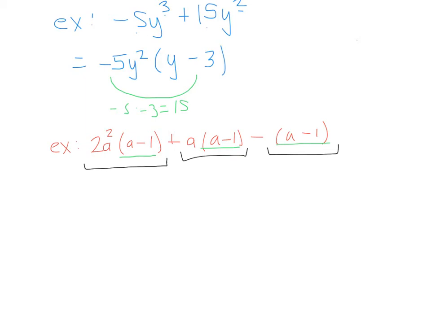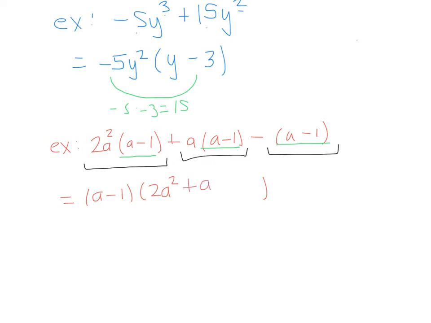So in this polynomial, if we think of those things that are designated by the black as each being a term, each of those terms shares that common factor of a minus 1. So let's bring that out in front. And then now in parentheses write down what's left over. So from that first term we're left with a 2a squared. And the second term we're left with a.